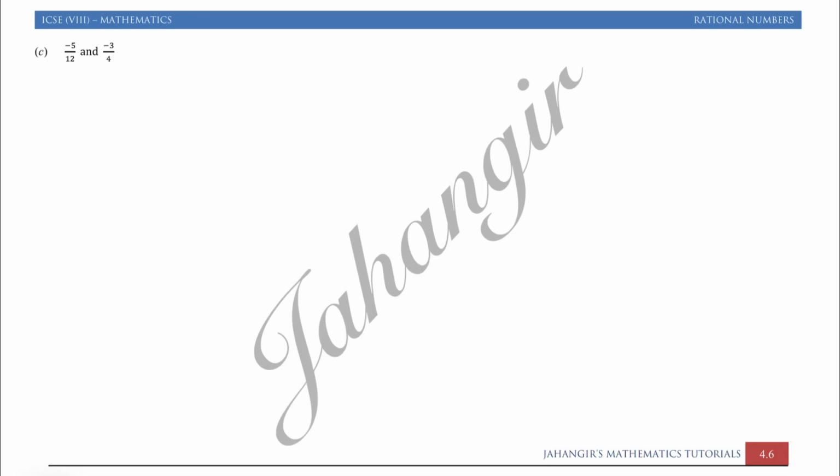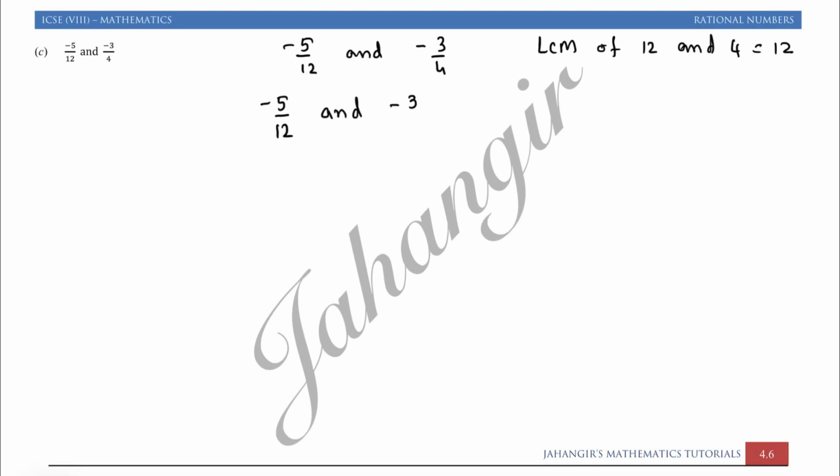Next, minus 5 by 12 and minus 3 by 4. So first we will take the LCM of 12 and 4. We know it is 12. So we can make the denominators equal. Minus 5 by 12 will remain as it is, and for minus 3 by 4 I can multiply by 3. So minus 5 by 12 and 3 threes are minus 9 by 12.